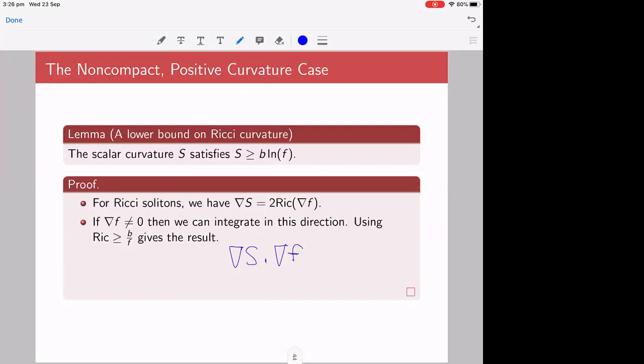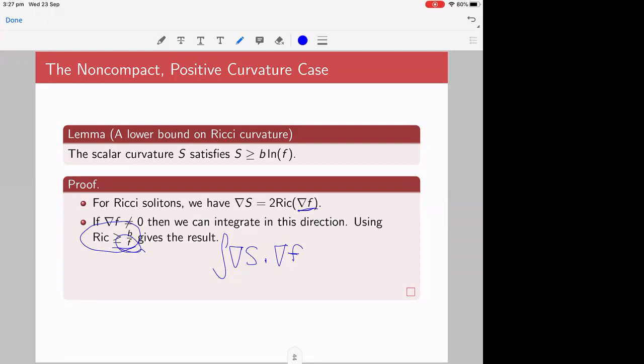So what we're going to do is integrate this inequality here. The idea is that we take a particular reference point and start integrating in the direction of the gradient of f, using the fact that we already know that the Ricci curvature is bigger than b on f, because when you integrate f prime divided by f, you're going to get a logarithm out, and it's basically the same sort of idea here, because we've got gradient f upstairs and f downstairs. When we integrate that, we're going to get b times the natural logarithm of f.